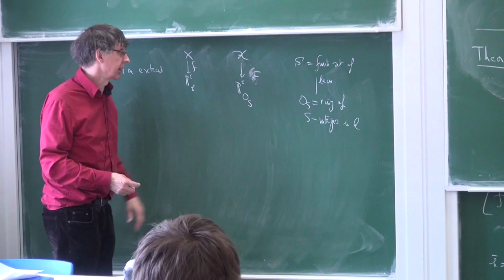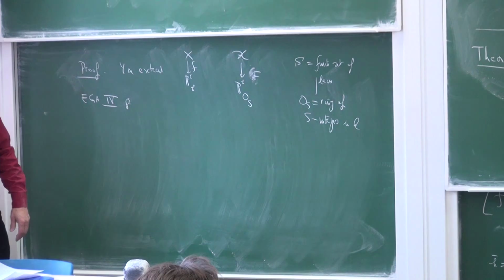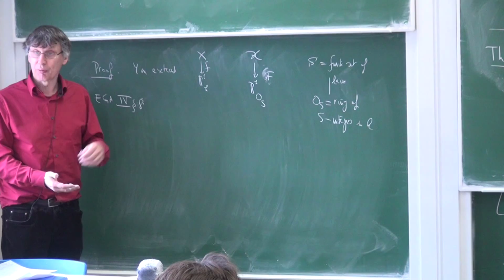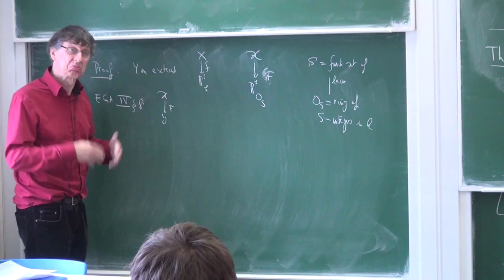And now you look at EGA IV, paragraph 8, and you look at the set of points, schematic points, where some property is satisfied. When you have a morphism like this from X to Y, you look at the points in Y, the schematic points, where the fiber is connected, or the fiber is of a given dimension, or whatever.